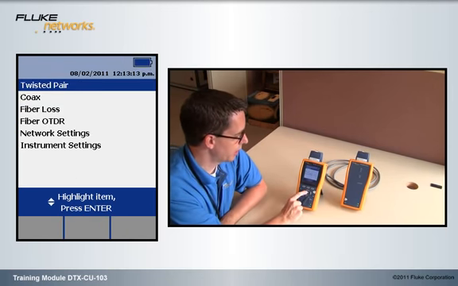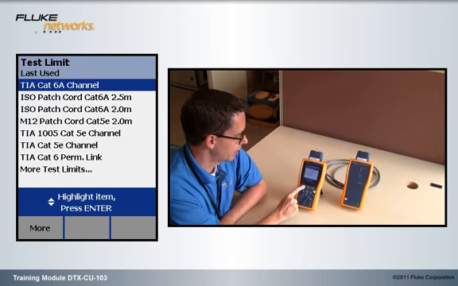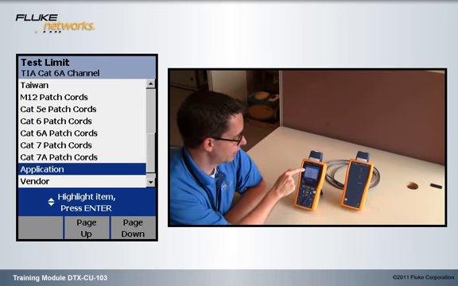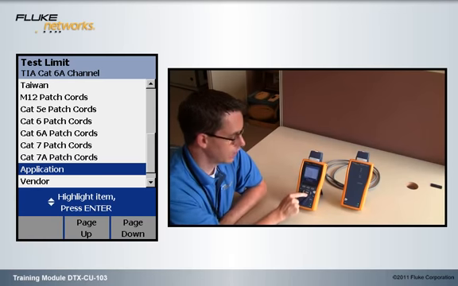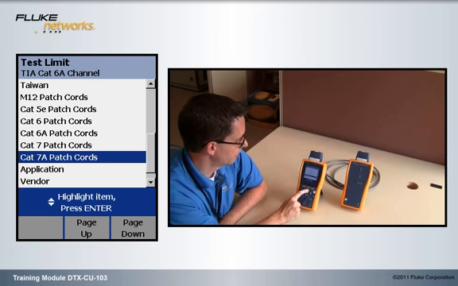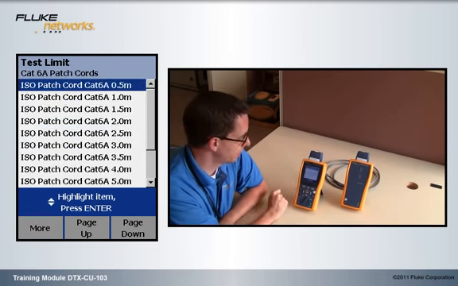And with twisted pair highlighted, we can hit the enter key and enter again, F1 more, and we're going to cheat and go page down. And here we see M12, 5E, 6 and 6A. I want 6A. So Cat6A patch cords, hit the enter key.